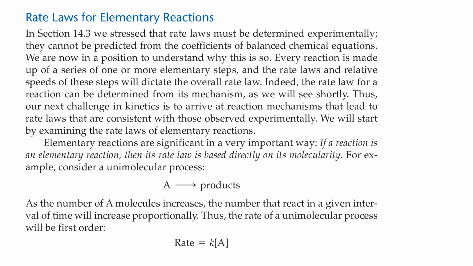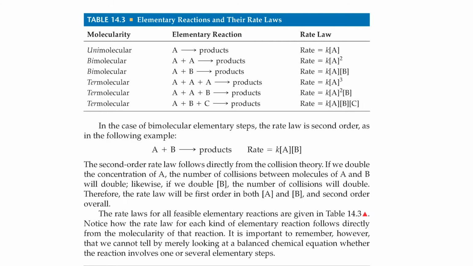For example, consider a unimolecular process. A forms products. As the number of A molecules increases, the number that react in a given interval of time will increase proportionally. Thus, the rate of a unimolecular process will be first order. Rate equals k times the concentration of A.